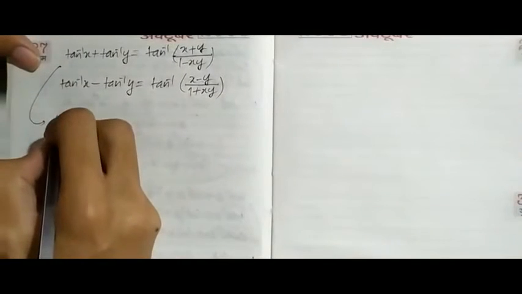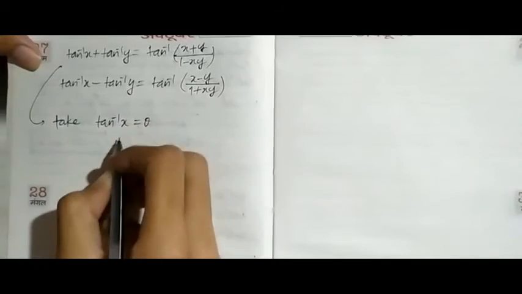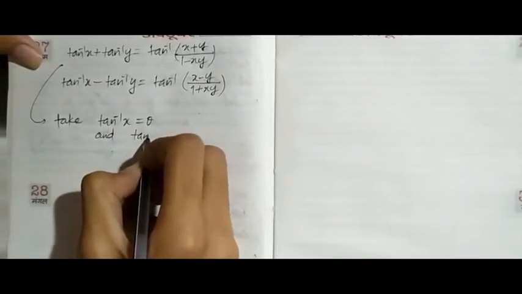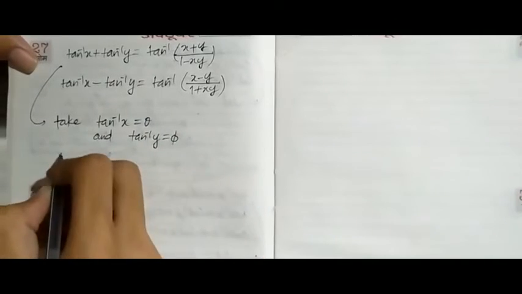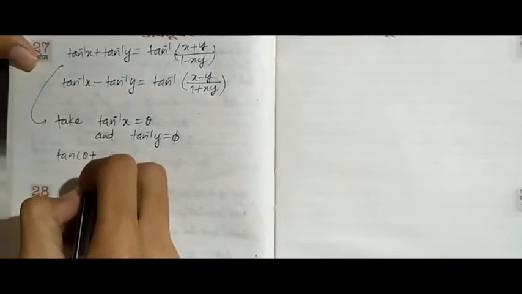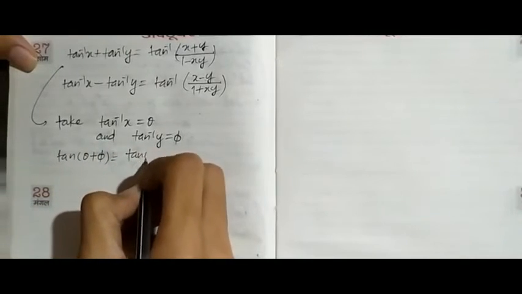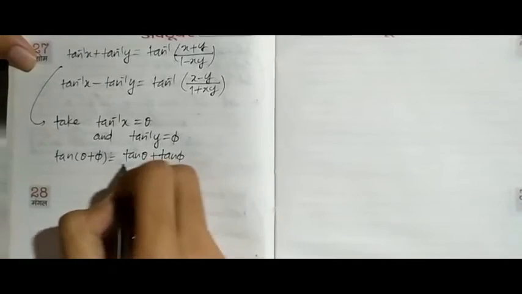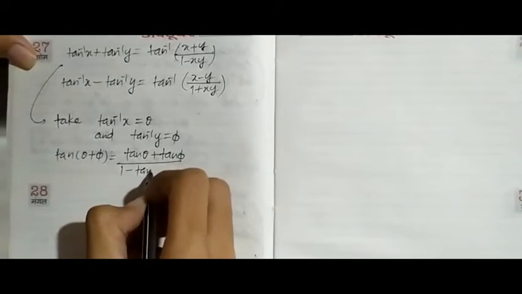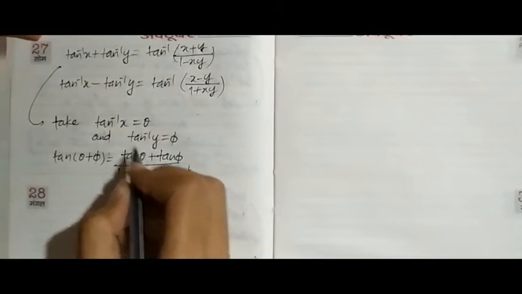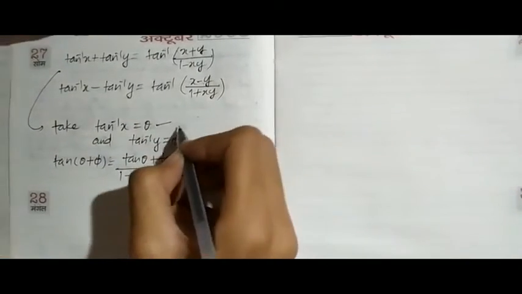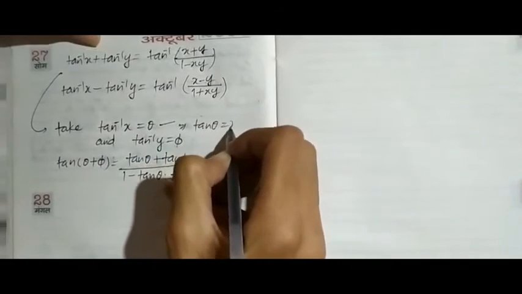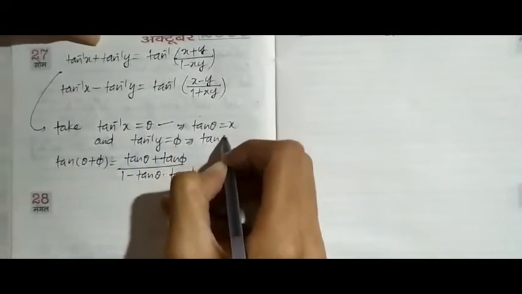Now I am going to prove them. Take tan inverse x equal to theta and tan inverse y equal to phi. Then you can write tan(theta plus phi) equals (tan theta plus tan phi) upon (1 minus tan theta into tan phi). So you can put the value from there. Therefore tan theta equals x implies tan phi equals y.